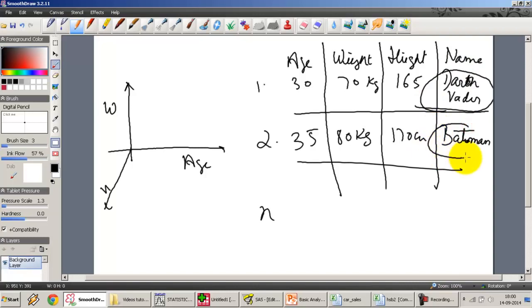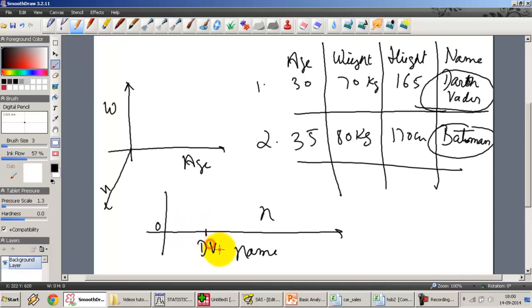How do you project names on an axis? Let's say this is the origin, and hypothetically name is an axis over here. Can I say that at the origin you have no name, you've got 0, 0? At this point the name is Darth Vader, at this point the name is Batman, at this point the name is Spider-Man. Does it even make sense?